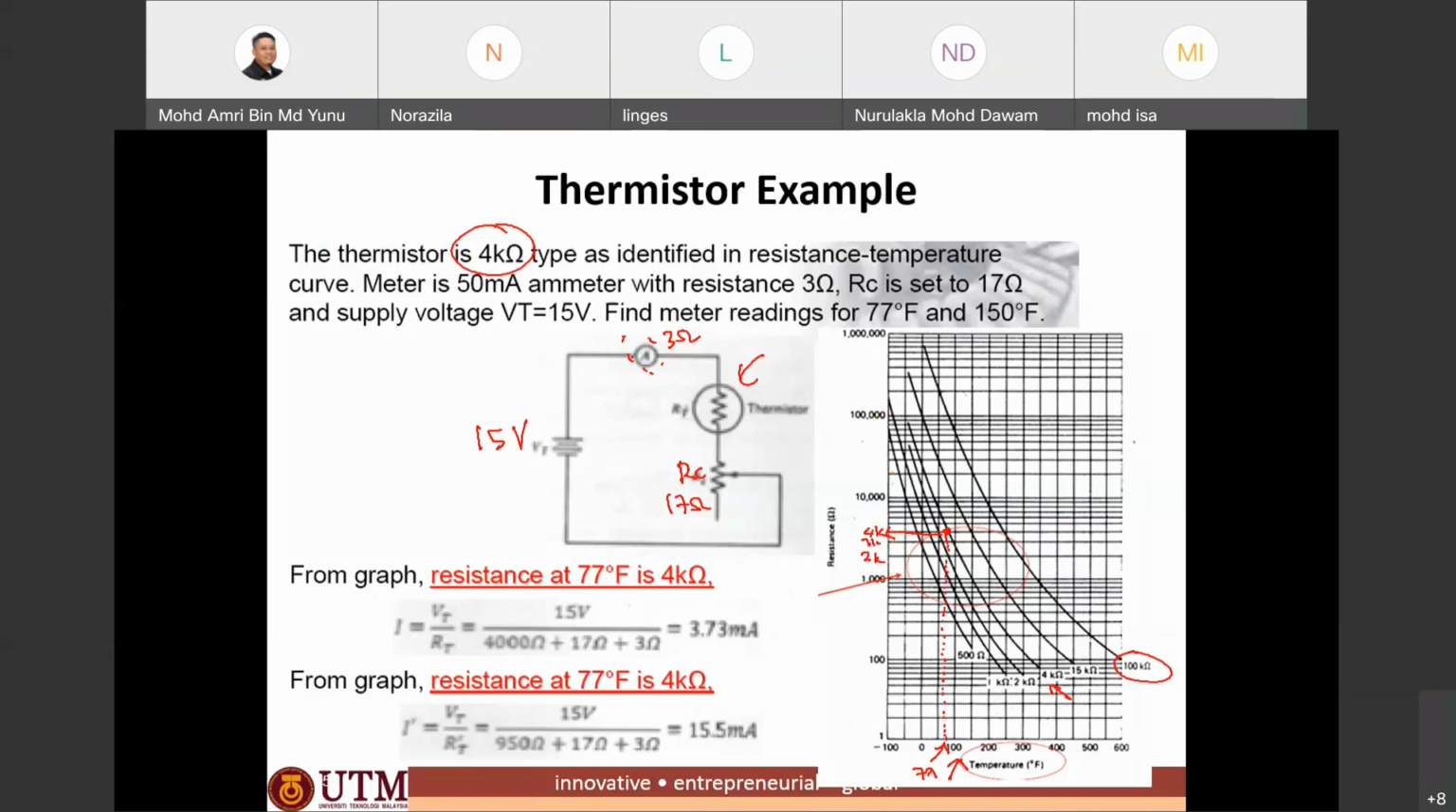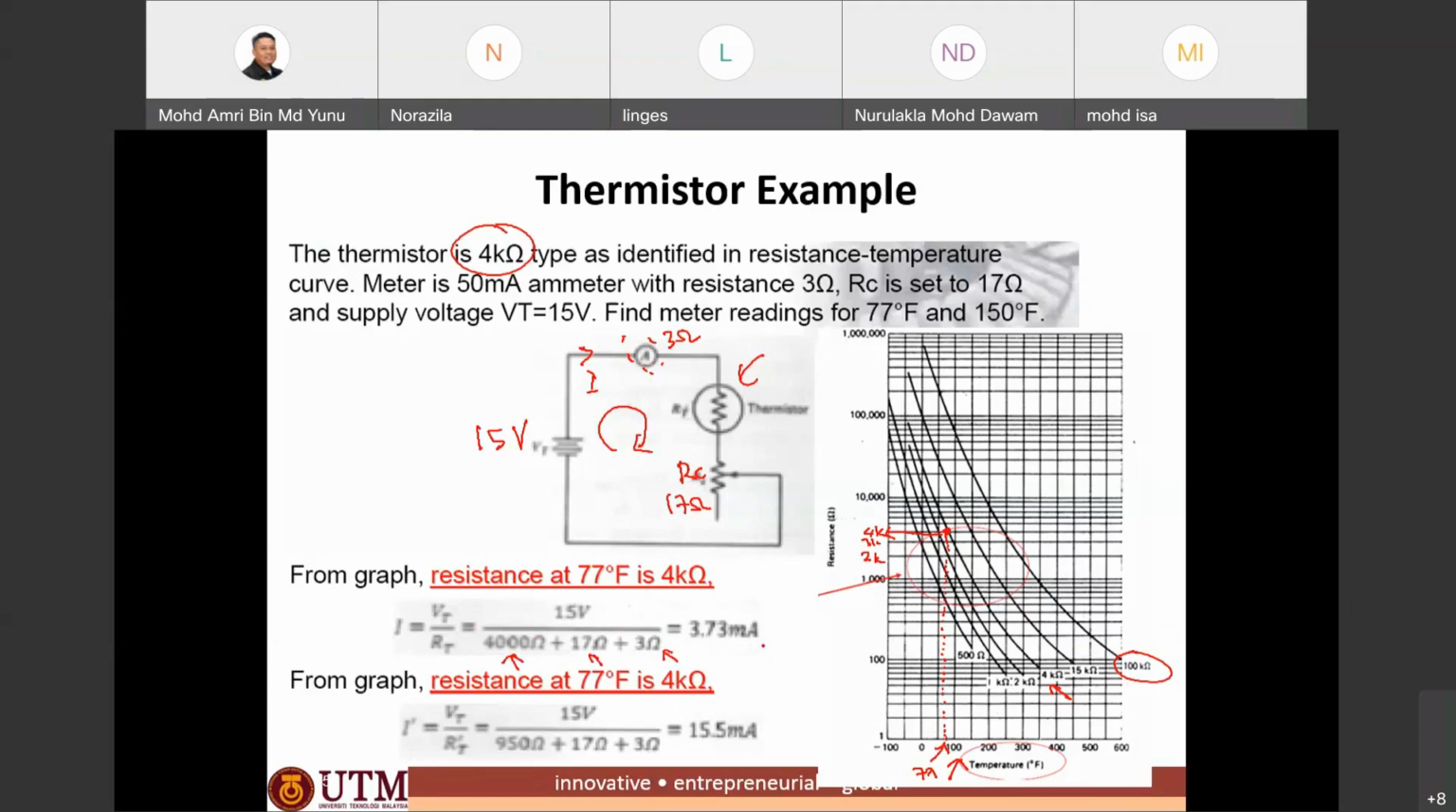For the current I, we use KVL. I equals 15 volt divided by the total resistance of the circuit. 4K is from the thermistor, this is from the variable resistor, and 3 ohm is from the ammeter. So we get 3.73 milliamp.